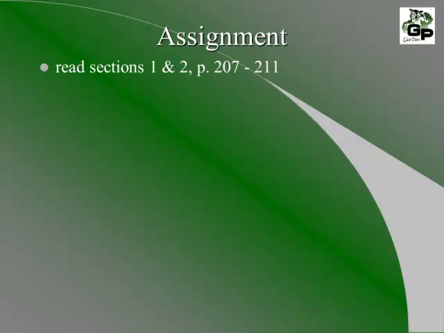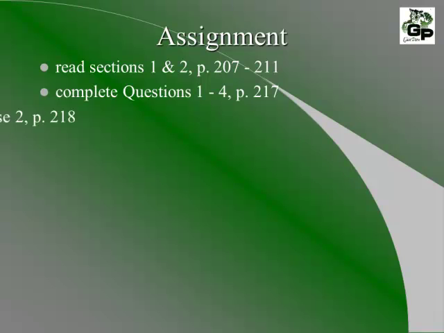Your assignment is to read sections 1 and 2 from page 207 to 211. Complete questions 1 to 4 that you can do on paper, or if you go to our accounting website, you can answer the questions online. And complete exercise 2 in your workbook. The information in your exercise book, or your textbook, is on page 218.